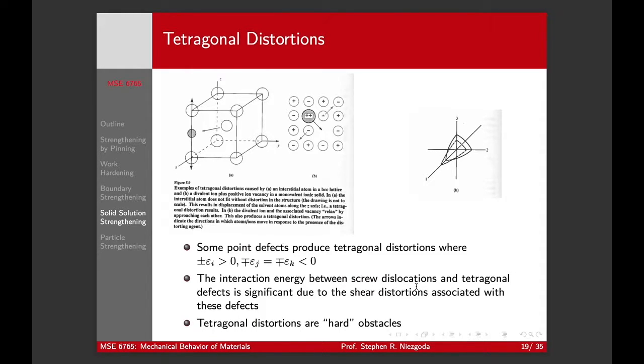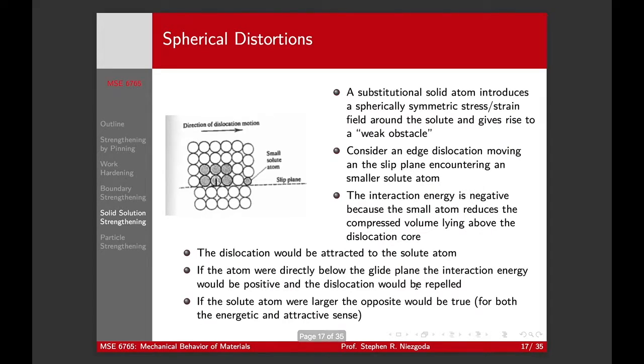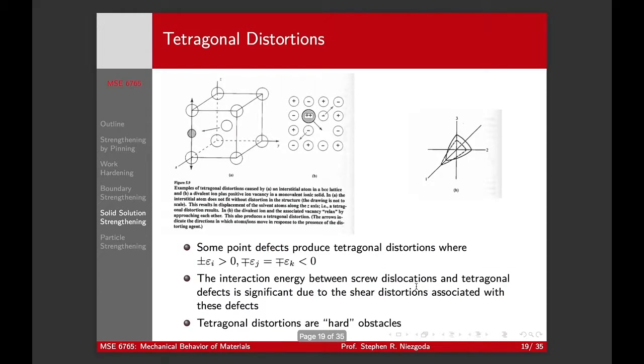Okay, so I said that's the size effect for substitutional solution strengthening, and I said these are spherical distortions. We can have tetragonal distortions, such as a vacancy in an ionic crystal, right? Or interstitials in BCC. The carbon interstitial in iron leads to a tetragonal distortion because it's in a non-symmetric neighborhood. And the interaction with screw dislocations and tetragonal defects is very significant because this is a non-spherical distortion.